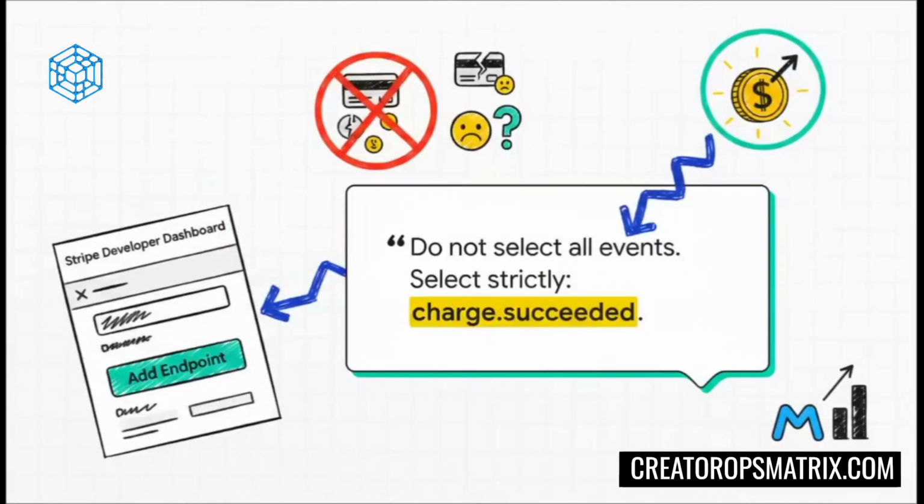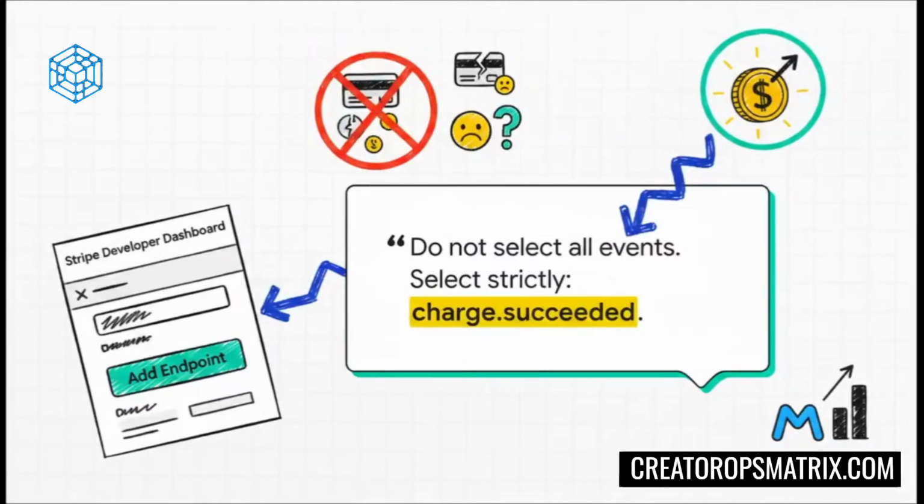Now, here is a crucial point regarding what happens next inside your Stripe developer dashboard. When you paste that Make.com URL into Stripe to add an endpoint, it's going to ask you what events you want to listen to. I literally cannot stress this enough. Do not select all events. You must select strictly charge.succeeded.